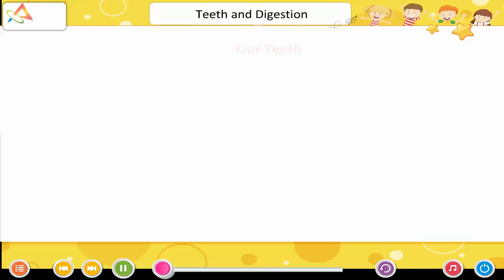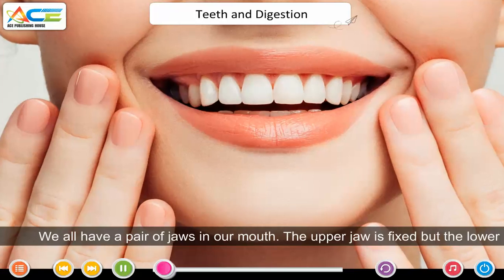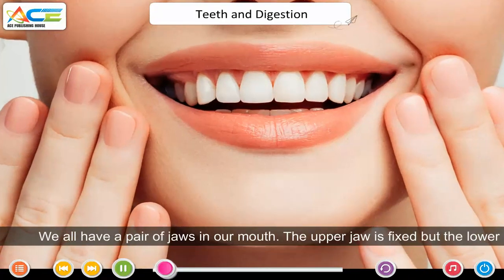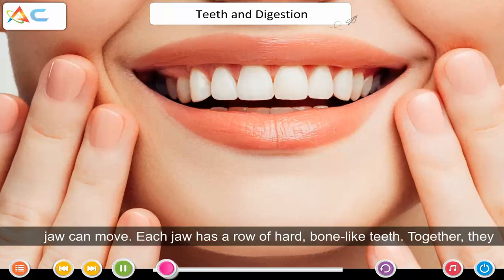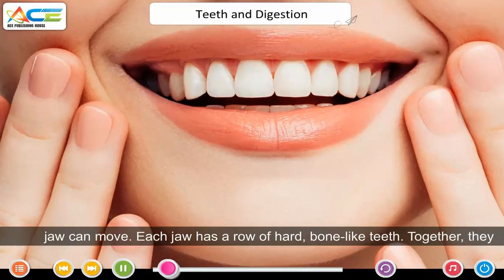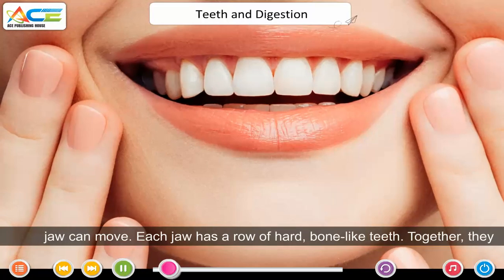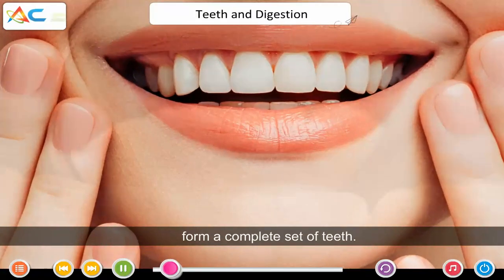Our teeth. We all have a pair of jaws in our mouth. The upper jaw is fixed, but the lower jaw can move. Each jaw has a row of hard, bone-like teeth. Together, they form a complete set of teeth.